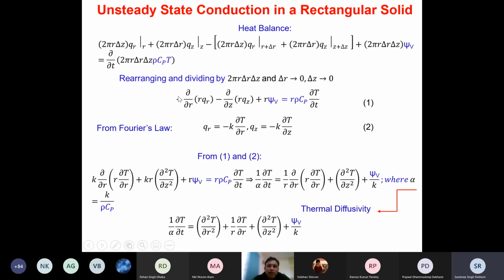Do you all agree? Sir, there will be a negative sign, no, in the output heat term. Yes, that is 2 pi r delta z times qr. See, this qr minus this qr at r plus delta r, we will have to take this negative sign out. So that is why it becomes qr at r plus delta r minus qr at r divided by this entire thing, isn't it? That's why this minus sign is coming here.